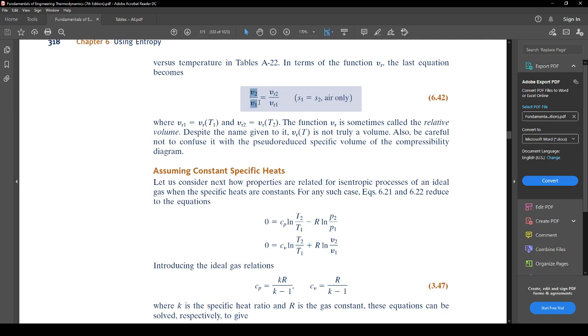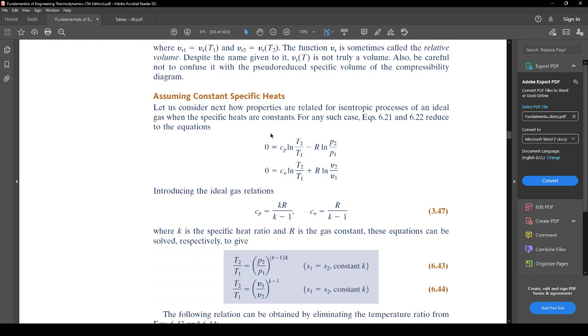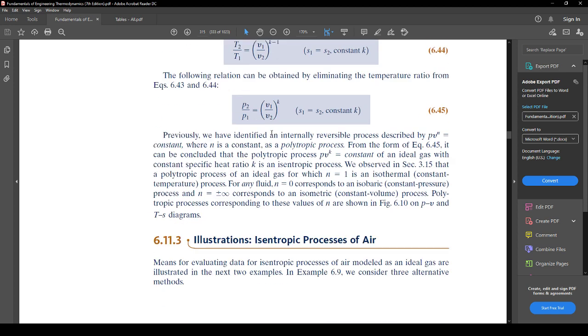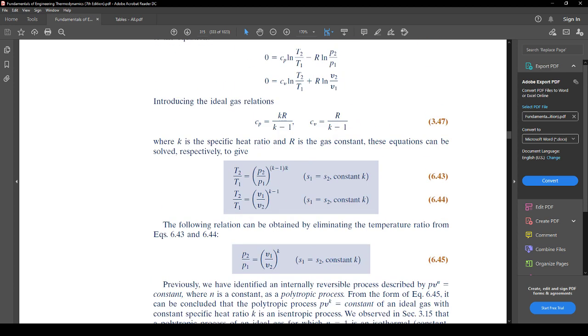And so once again, V2 over V1 is equal to VR2 over VR1, and this is only for an isentropic process for air only. All right. And then we have the constant specific heats one. So this one right here, we don't use this very often, at least I never did in Thermo 2 or this class. I don't think I ever used this.